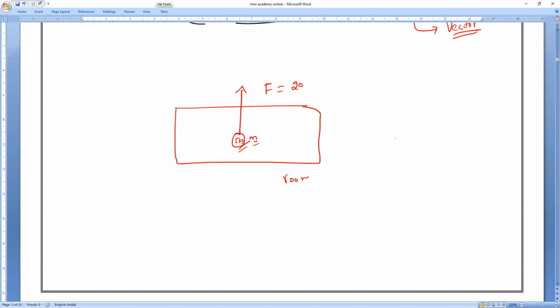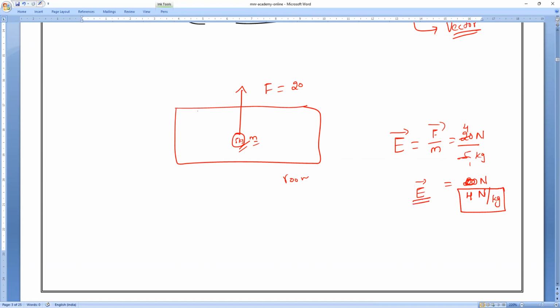Yes, 5 kg. Then the strength of the gravitational field E is equal to F by M, which is equal to 20 by 5. 20 is in Newton, and 5 is in kilogram. 20 by 5, five fours are 20. So what is the gravitational field? The strength of the gravitational field E is how many Newton per kilogram? 4 Newton per kilogram. This is meter per second square. Yes, Newton per kilogram.